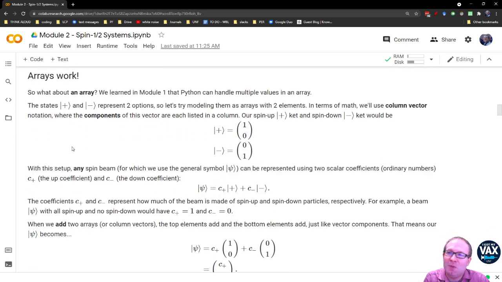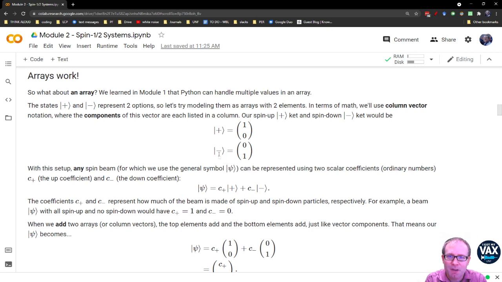However, arrays will work. So you might remember in Module 1, where we were learning about Python, we learned how to create arrays. And the idea behind these arrays is that they've got multiple elements. They've got multiple degrees of freedom where I can change the values in these things. It turns out this will work perfectly to describe what's going on in our spin experiments if we start out with two basic arrays, a spin up array and a spin down array.